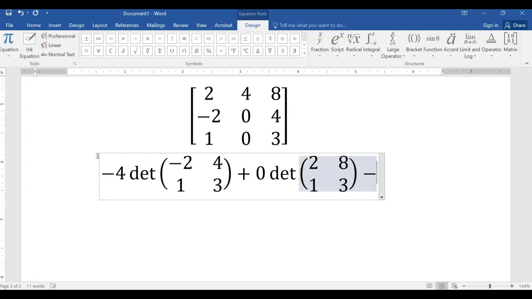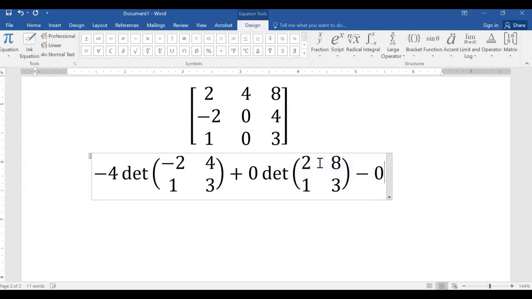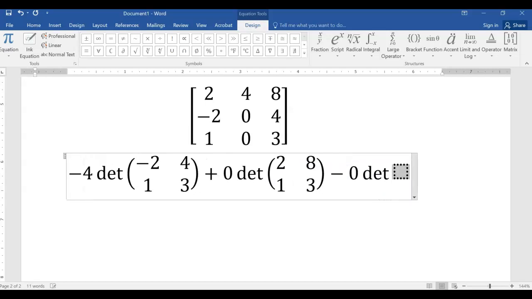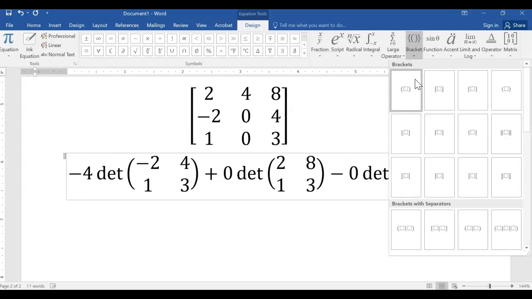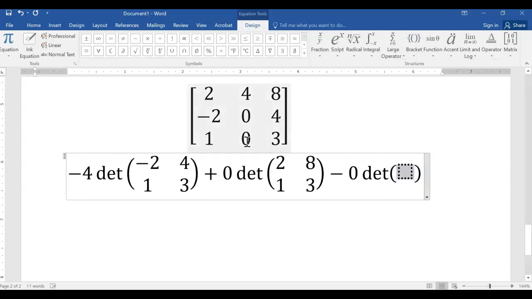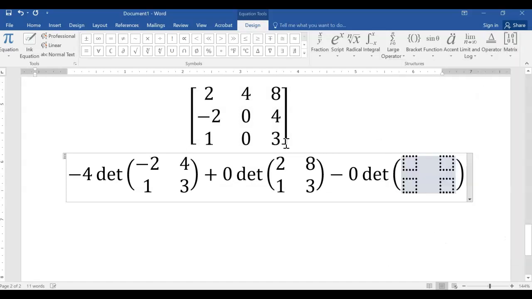All right, and then my last element, minus 0 times the determinant of, again, that's a minus because it's in row 3, column 2. So times the determinant of the right submatrix here. So if I eliminate row 3 and eliminate column 2, I get 2, 8, negative 2, 4.